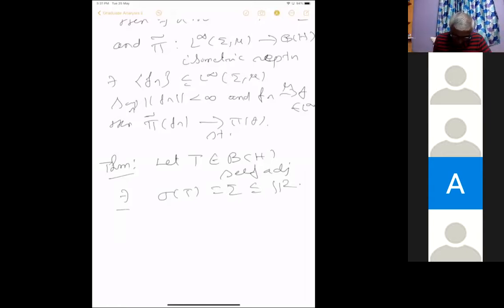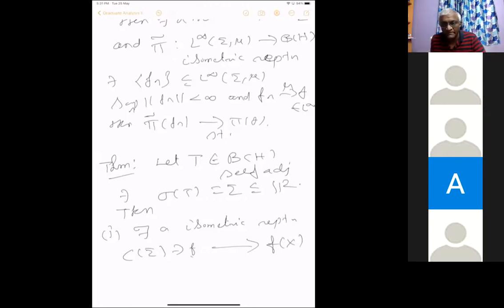Okay. Then 1. There exists a homomorphism, an isometric representation, which we denote from C of sigma, f going to pi of f. You can call it pi, but let us use the following notation: f of x. This notation is consistent. If you have a polynomial, then you can write a polynomial in x, this operator in x, and that is what we are calling p of x. So here, if you have a continuous function on sigma, then you get a corresponding representation. You have a representation pi from C of sigma to B of H, and that pi of f you are calling f of x.